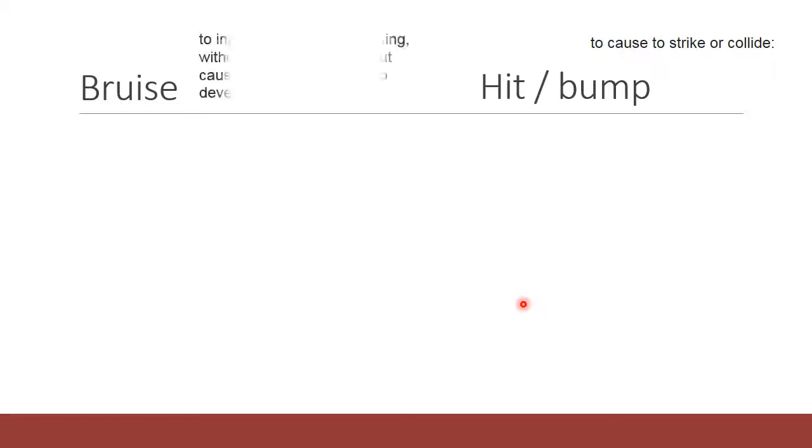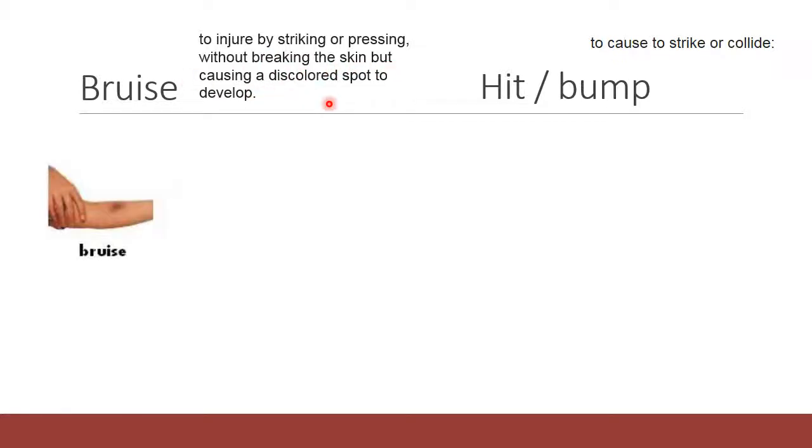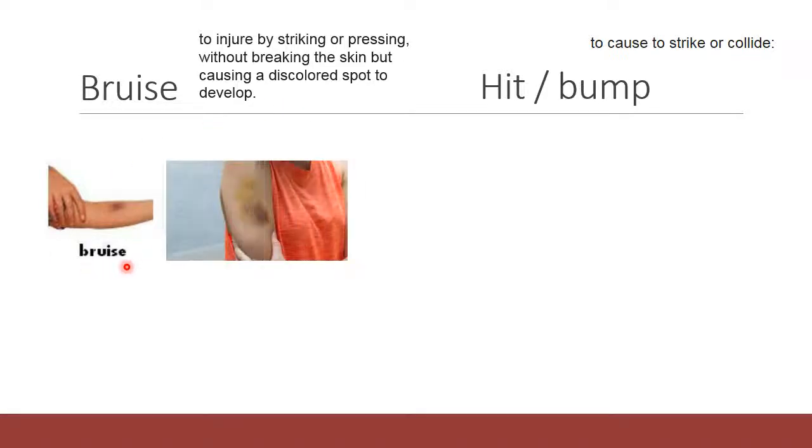A bruise. Bruise versus hit or bump. A bruise is to injure by striking or pressing without breaking the skin, but causing a discolored spot to develop. So here we can see clearly how a bruise looks.